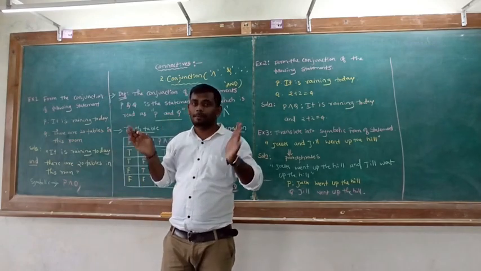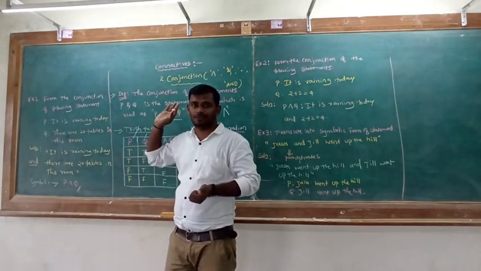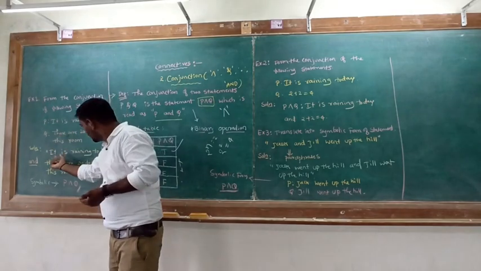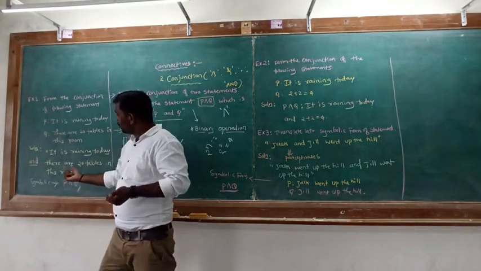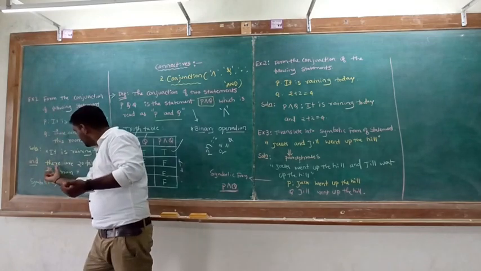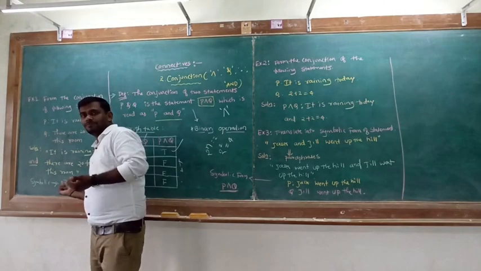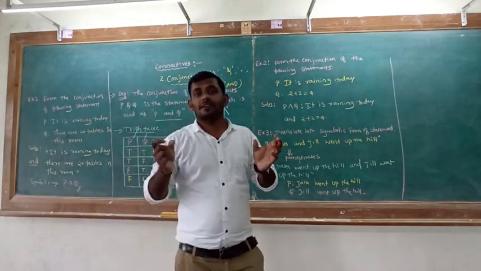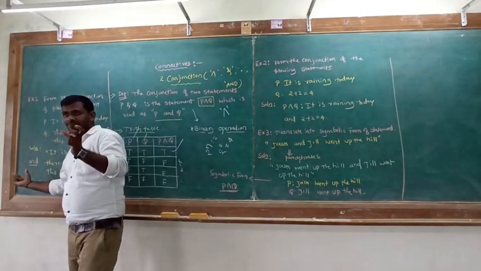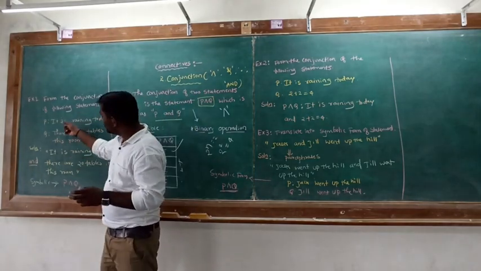We are combining these two statements, so we have to use the conjunction. See here how to write this in the form of a conjunction. It is raining today, and we add the word "and". Next, the second statement: there are 20 tables in this room. Between the first statement and the second statement we add the word "and". In sentence form, this is the conjunction of these two statements.